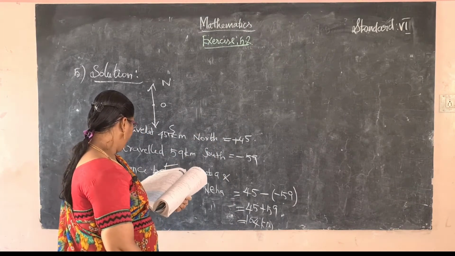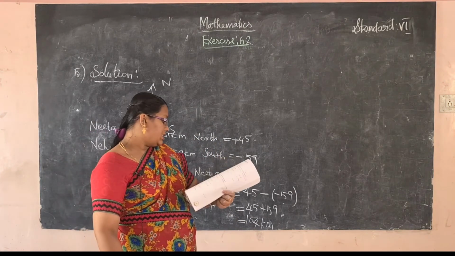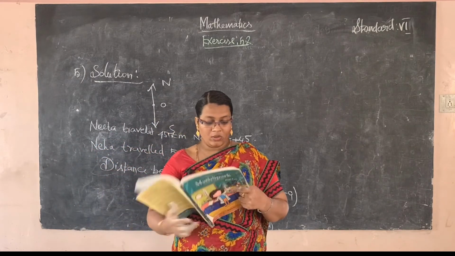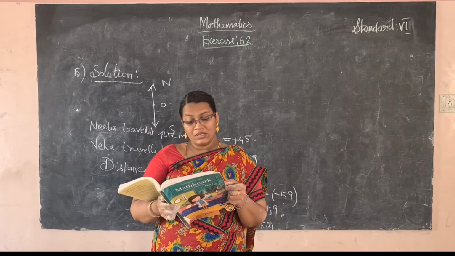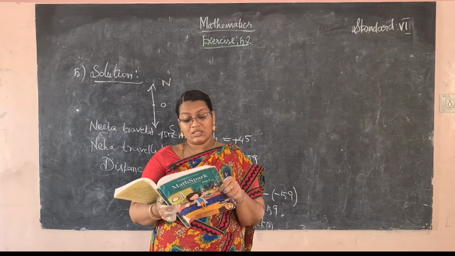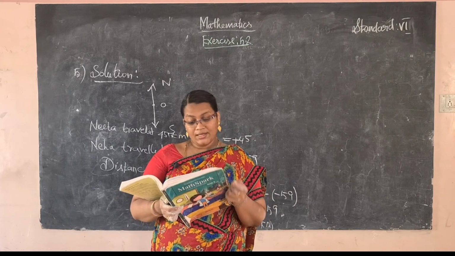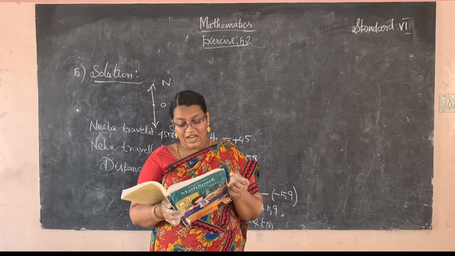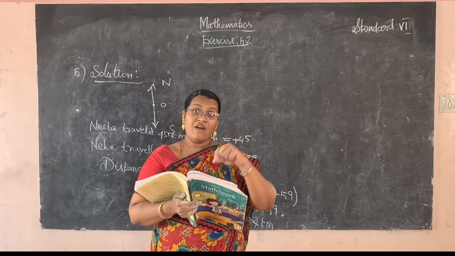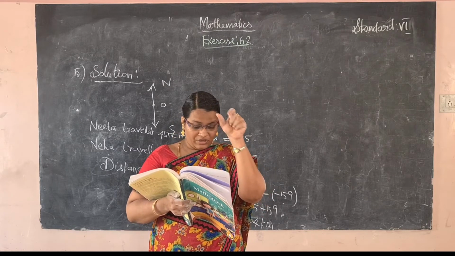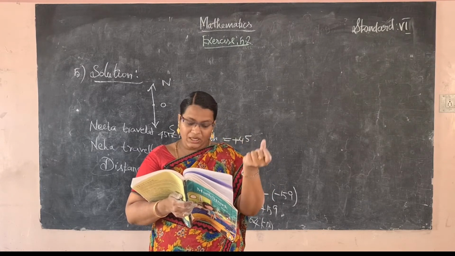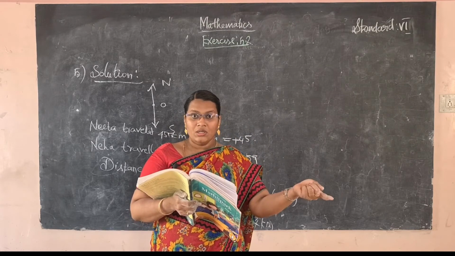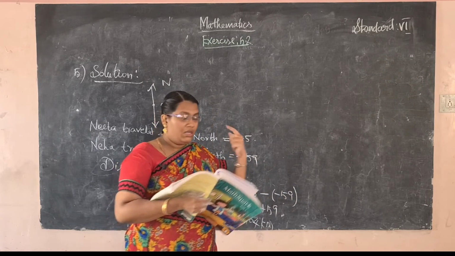Okay, and then sixth problem, subtract the sum of. So very carefully read the question. Sixth problem: subtract the sum of minus 18 and minus 35 from the sum of minus 11 and 45. So first you have to find out the sum of the values of the first one and second one. After that, subtract the sum of the second one from the sum of the first one. Listen.